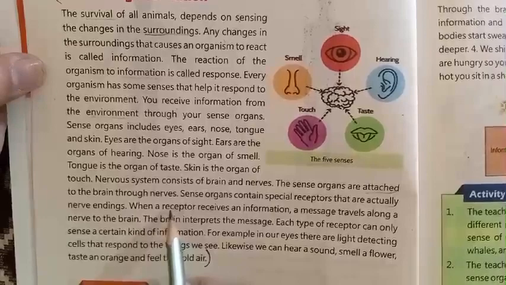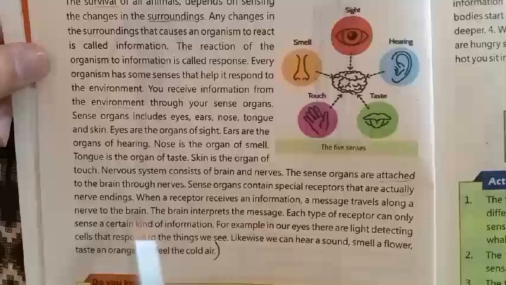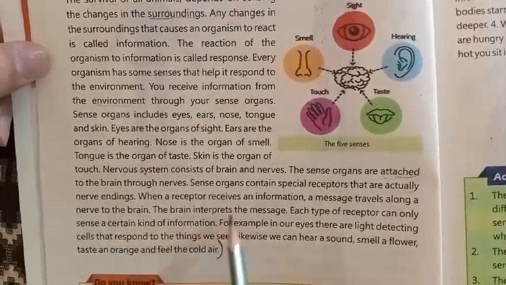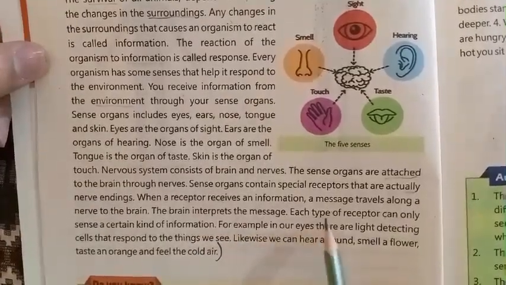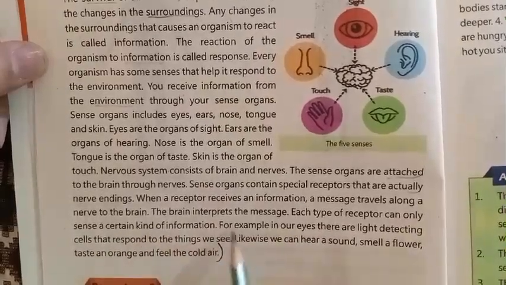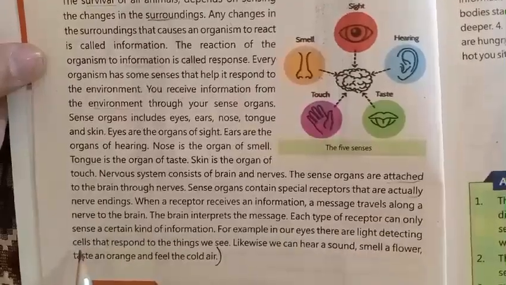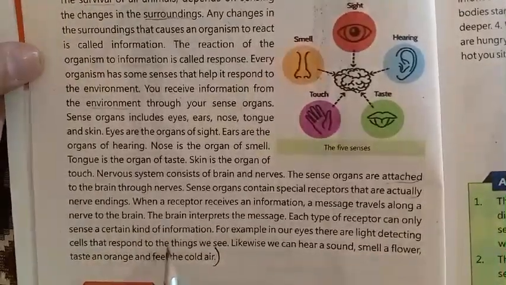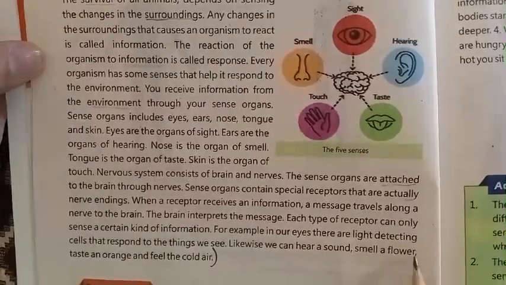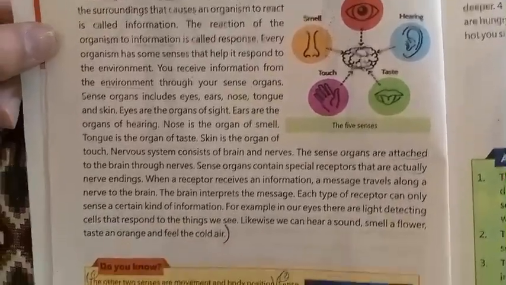When a receptor receives information, a message travels along a nerve to the brain. The brain interprets the message. Each type of receptor can only sense a certain kind of information. For example, in our eyes, there are light detecting cells that respond to the things we see. Likewise, we can hear a sound, smell a flower, taste an orange, and feel the cold air.